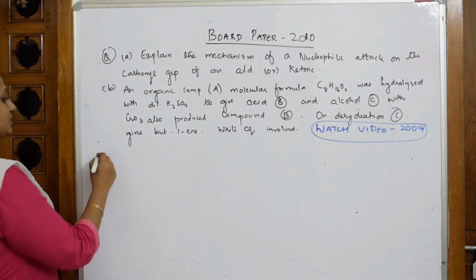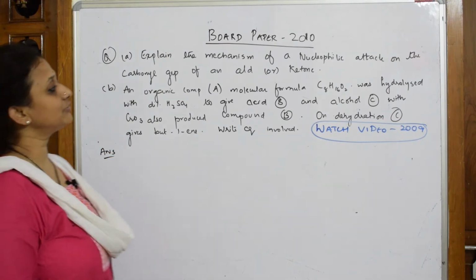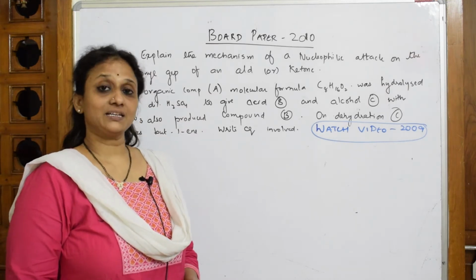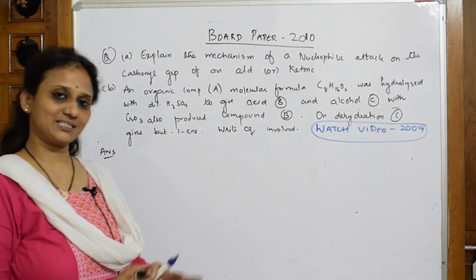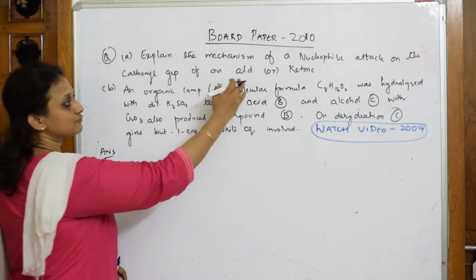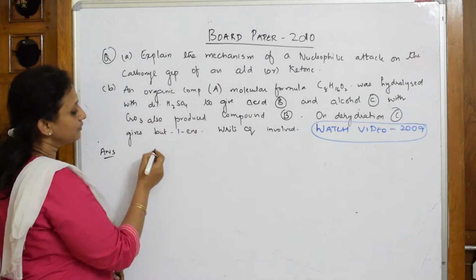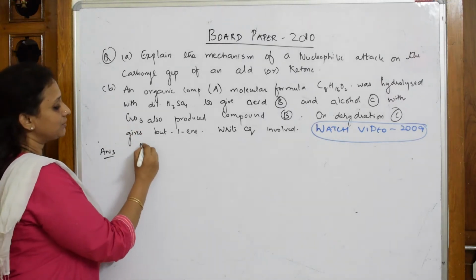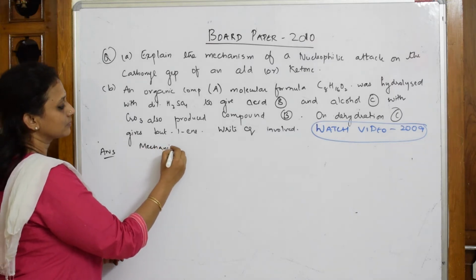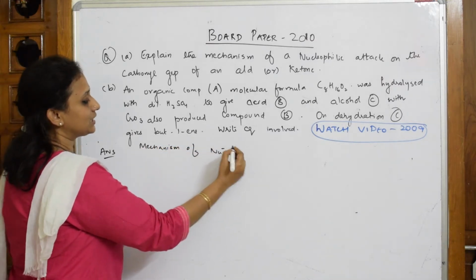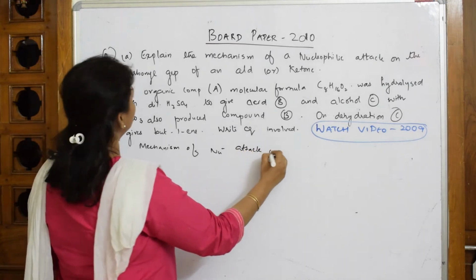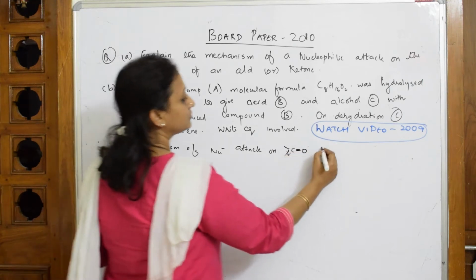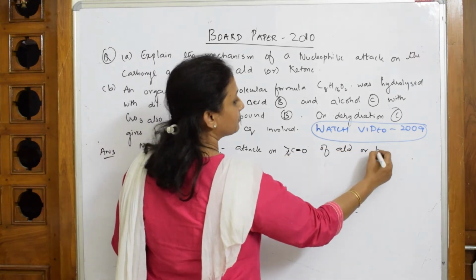What do they give us? They've given us: explain the mechanism of a nucleophilic attack on the carbonyl group of aldehydes or ketones. Okay, mechanism they've asked us. Nothing much big, simple basically. I have to show it with either an aldehyde or a ketone. First, write the heading. That is better. Just write: mechanism of nucleophilic attack on carbonyl group of aldehydes or ketones. Okay, I am done with the heading.